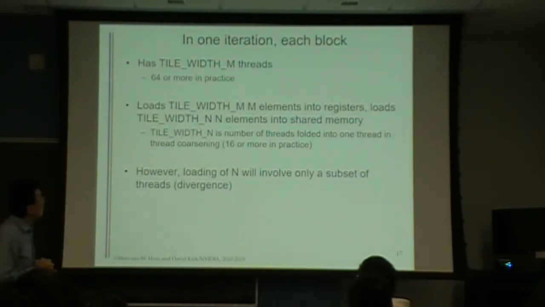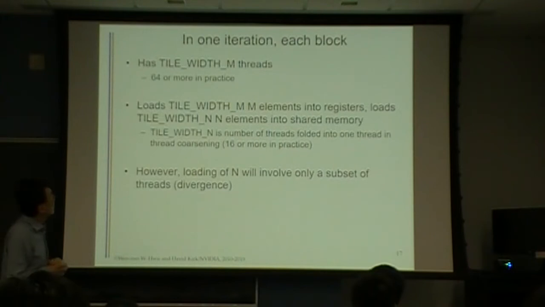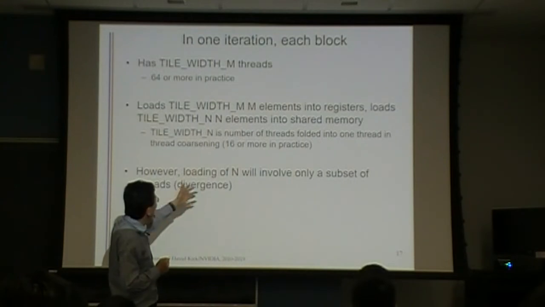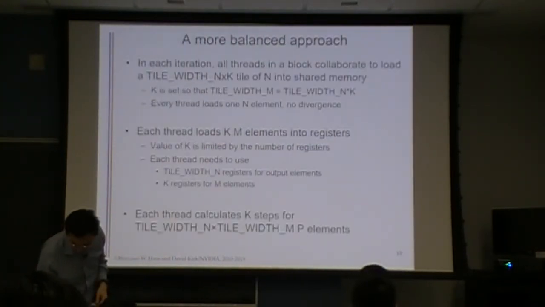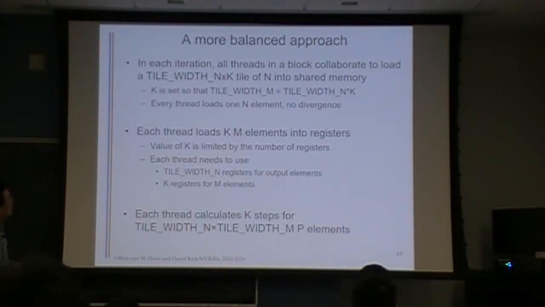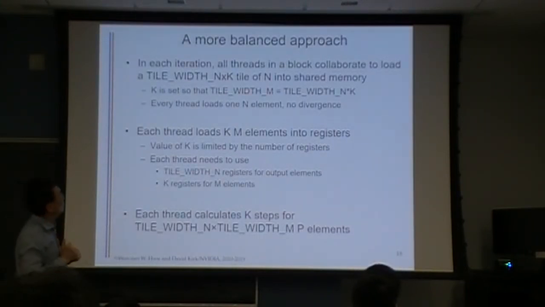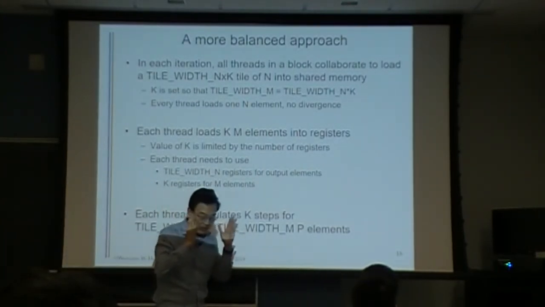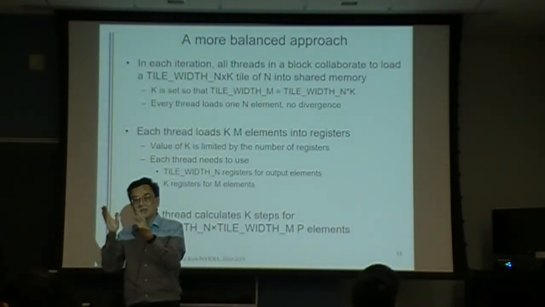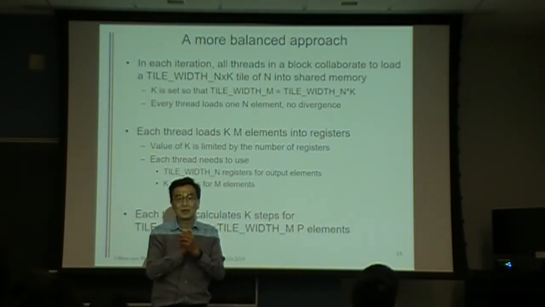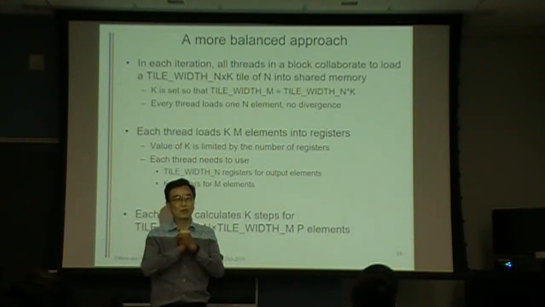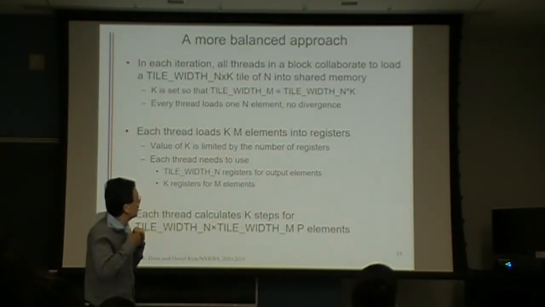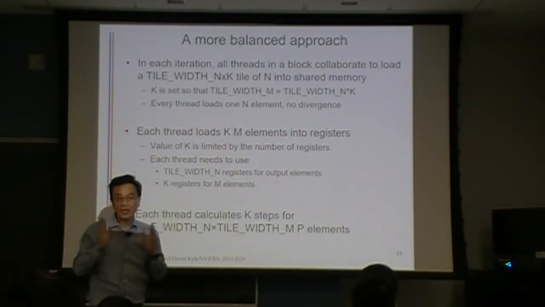The loading does involve only a subset of threads. We already talked about that. So the practical solution is exactly what we just heard here. We take the tile width of M and the tile width of N, and take the ratio, right? In the previous slide, the ratio was 4. The tile width of M is 4 times bigger than the tile width of N, so we define that as k.